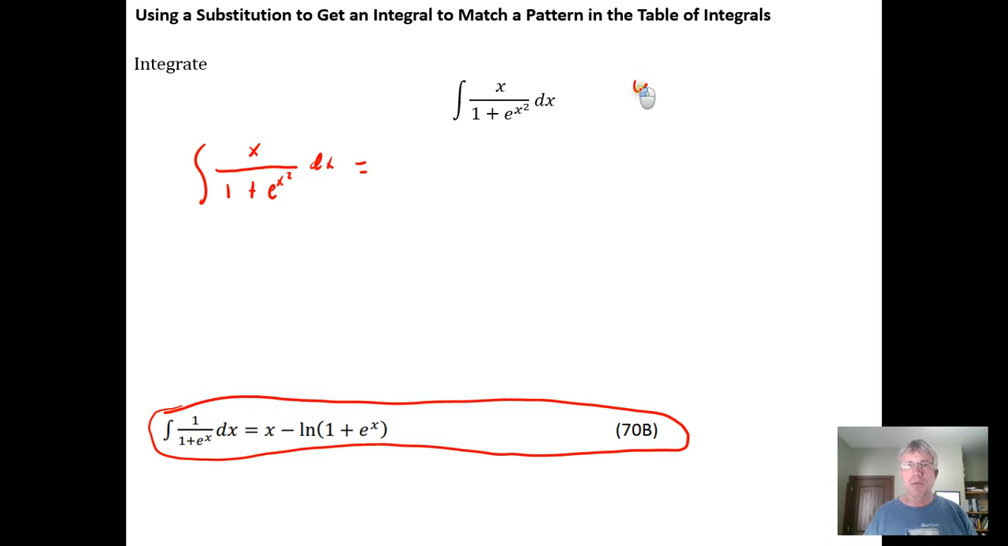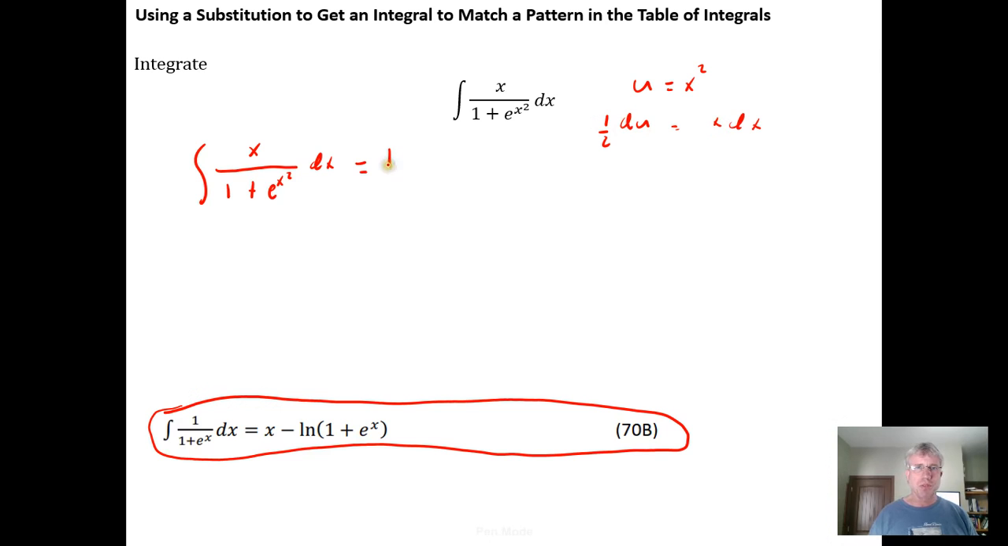So if we let u equal x squared, the exponent on e, then du dx is equal to 2x. Multiplying both sides by dx, we get du is twice x dx, and then multiplying both sides by a half, we see that the x dx could be replaced with a 1/2 du.